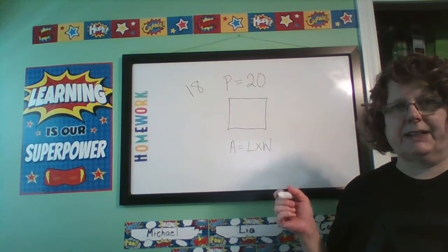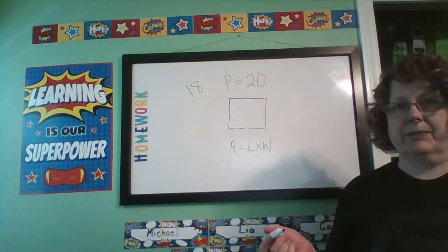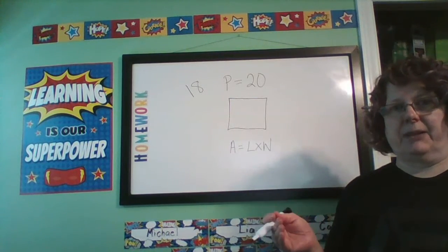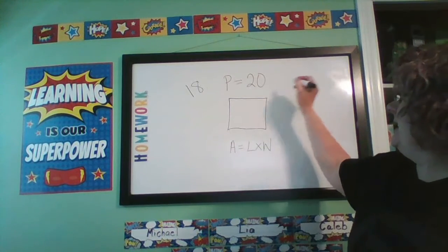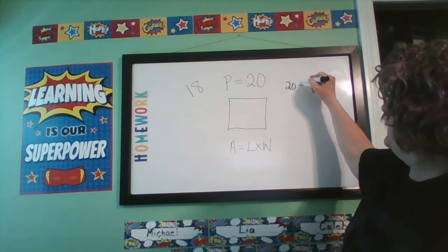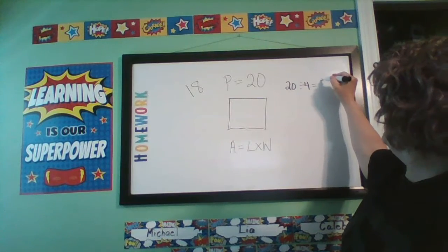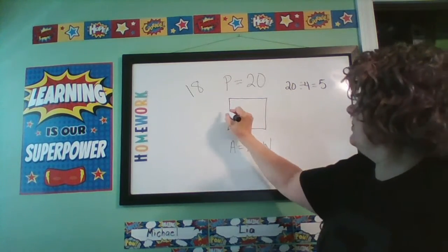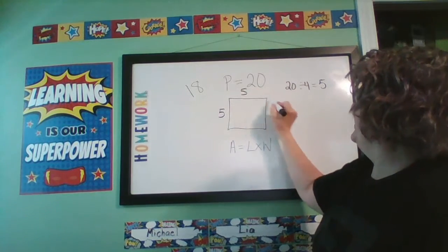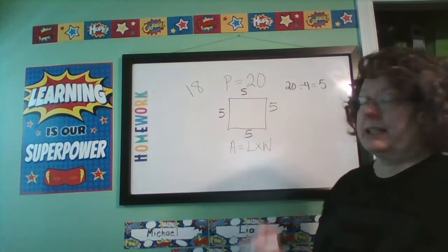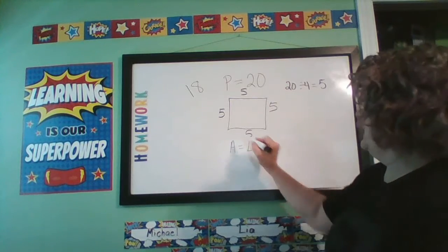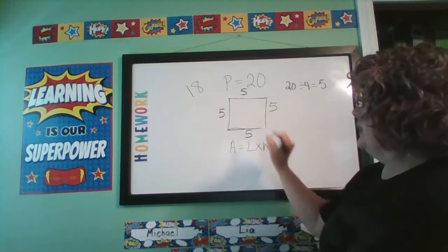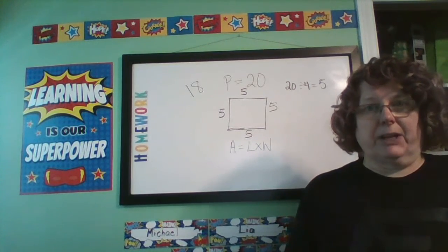Okay, so for number 18, they tell us that our shape is a square. What do we know about a square? We know that all 4 sides of a square are the same. So if the perimeter is 20, I can do 20 divided by 4 to find out how much each side is. And I get the answer of 5. Again, I can check it because I can write in 5, 5, 5, 5, and I can see if my perimeter is in fact 20. Let's see. 5, 10, 15, 20. So that's my perimeter. Now I have to find my area.